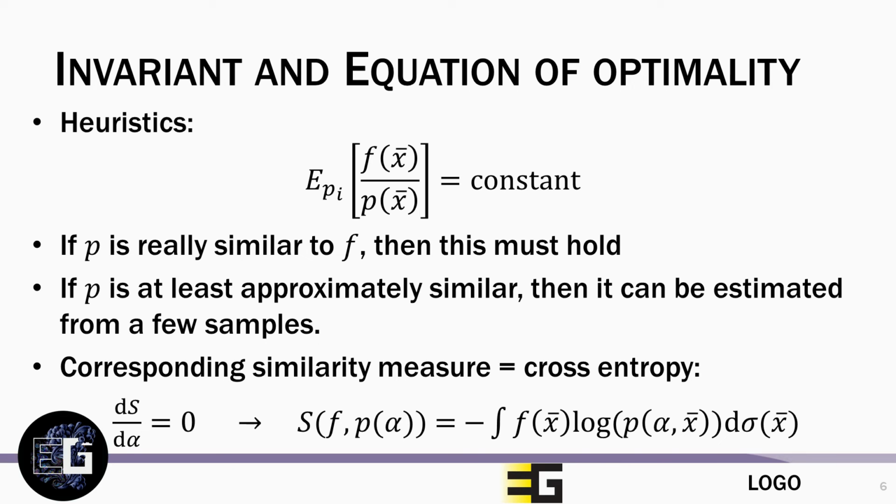Our heuristics is further justified by the expression of the corresponding dissimilarity measure, which can be obtained by integration. This is the cross entropy between the integrand and the mixture density, which is a widely accepted functional in statistics.